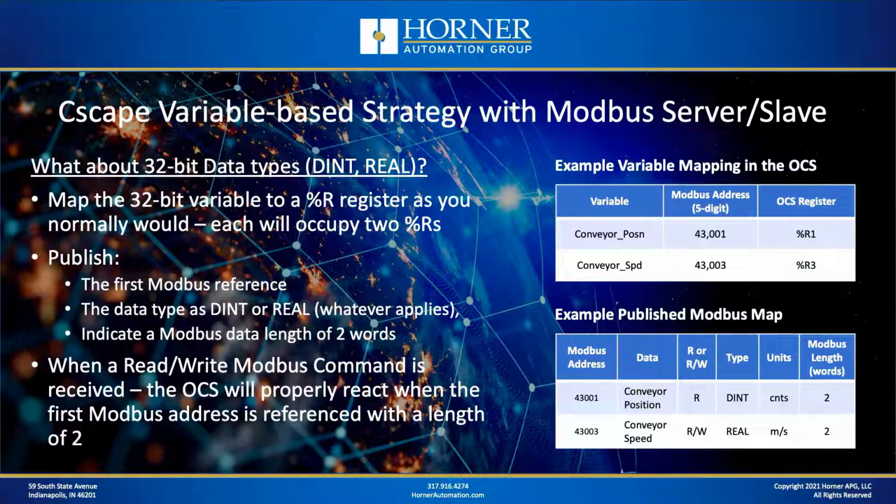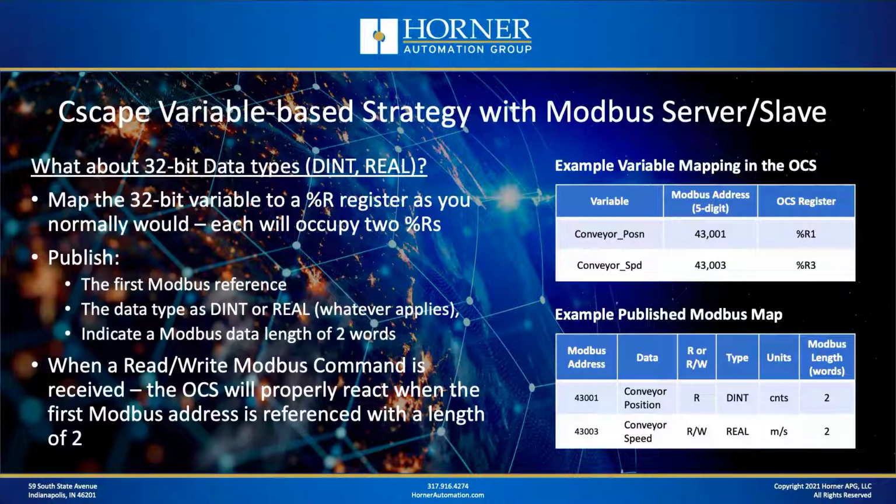Okay, and so ultimately what you'll be doing when you're publishing your data that might include 32-bit data is, in your machine documentation, you're going to publish the first Modbus reference for that 32-bit value. So if you look at the lower right-hand corner of the slide, you can see a couple of examples there. The data type, whether it's double integer or real, if we're talking about a 32-bit value. And then you probably should indicate that it is data that has a Modbus length of 2 words. Because the Modbus spec says that all length has to be specified in words.